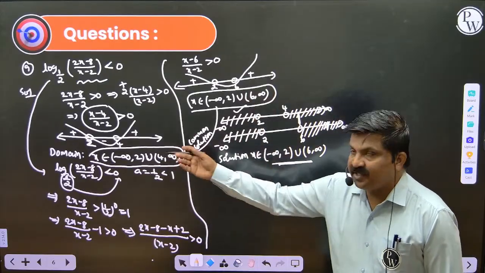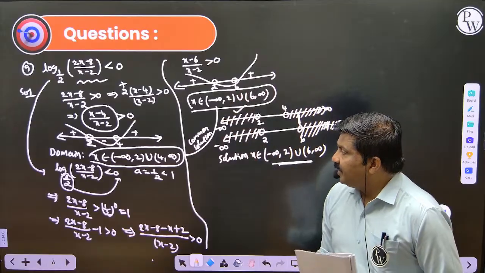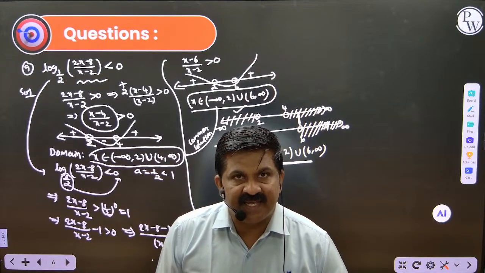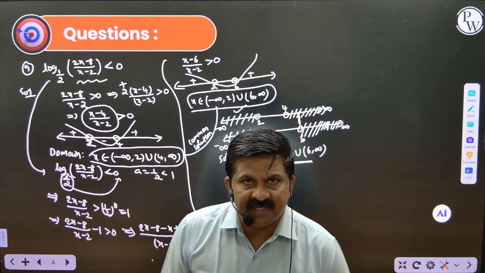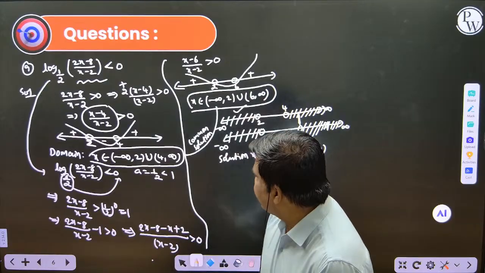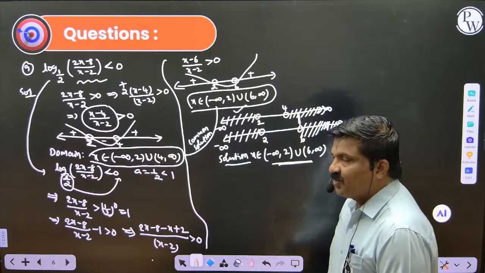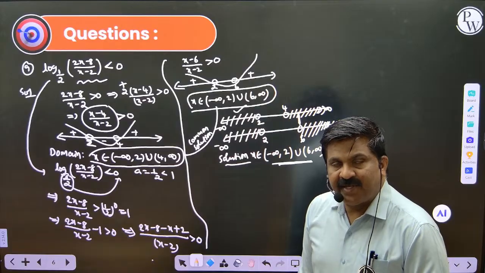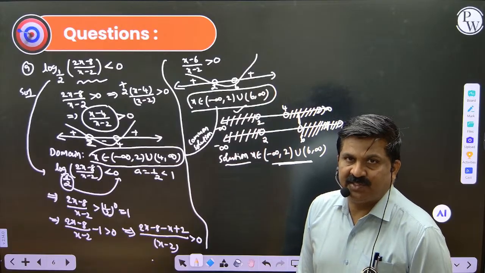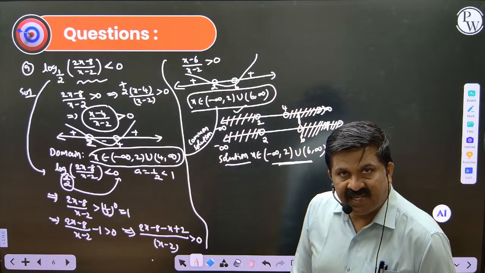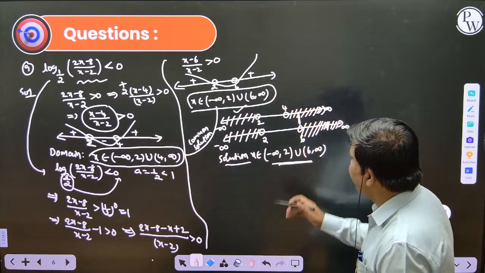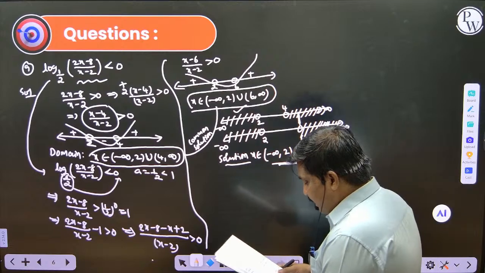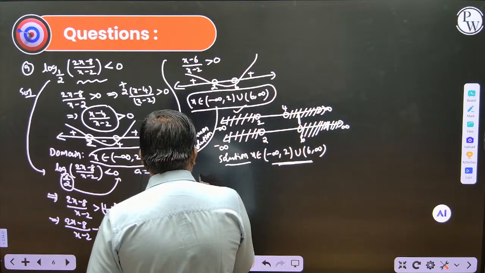The solution must be part of your domain. Check it. It lies in the domain. So therefore you can take the common solution. First you find out the domain, later you solve the inequality, and then you take the commonality of the domain and the solution. Why? The solution must lie in the domain. Here I found the commonality of the solution and domain. Next, if we see here, next question number 10.